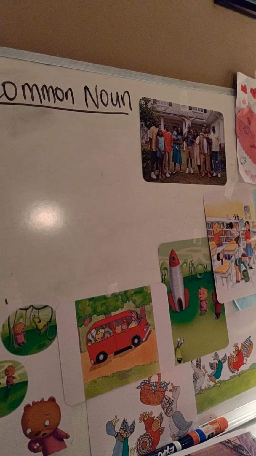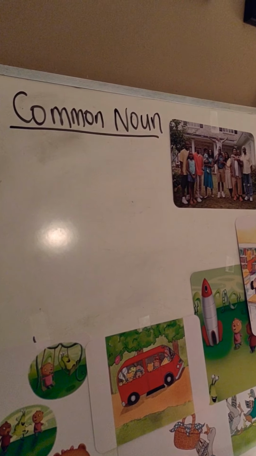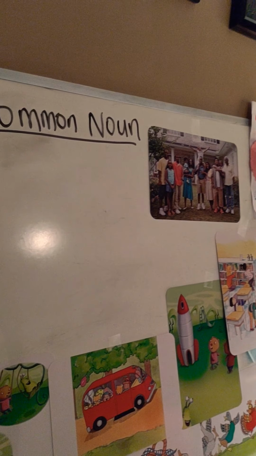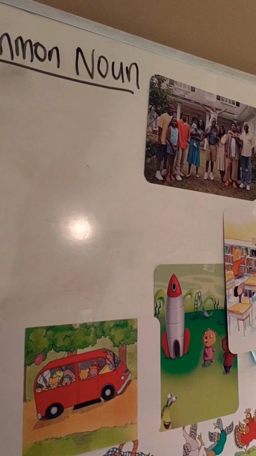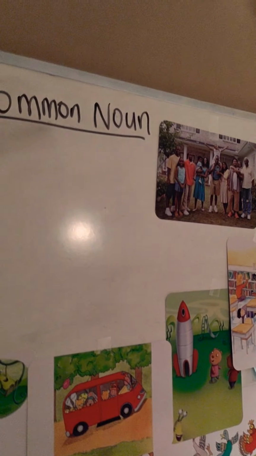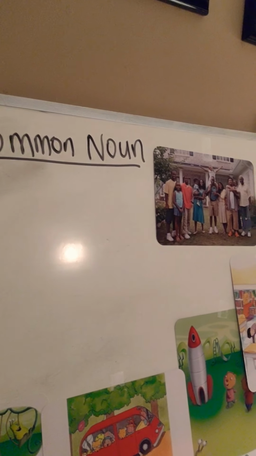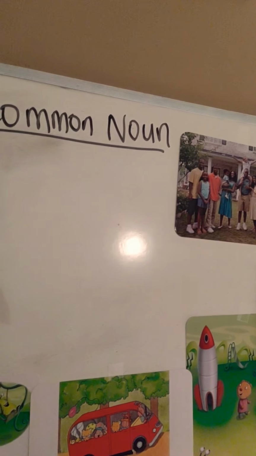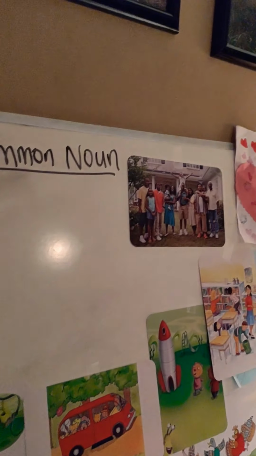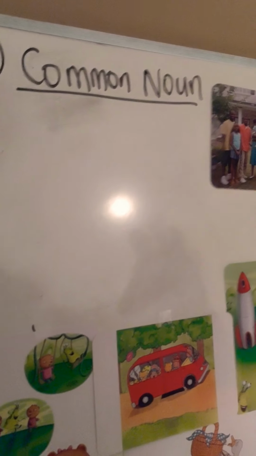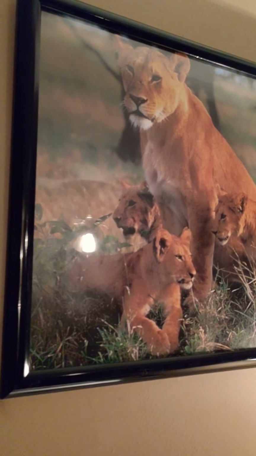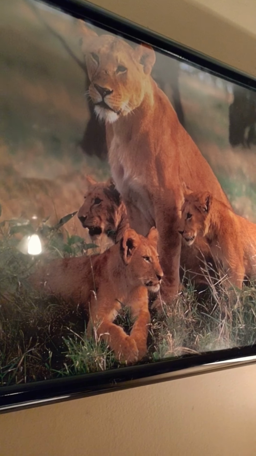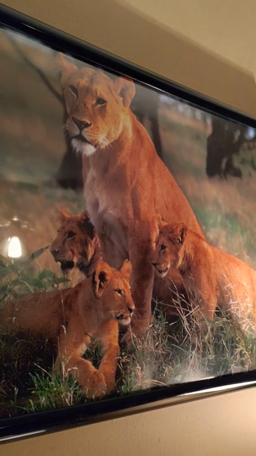A common noun is a name for something which is common for many things, persons, or places, right? So it denotes a general name for something. That means it represents a general name for something, like a lion. That name lion is a name for the lion family. Everybody in the lion family is called a lion.